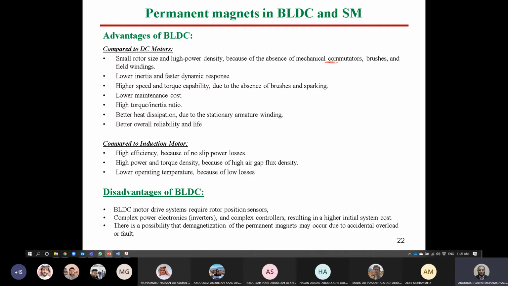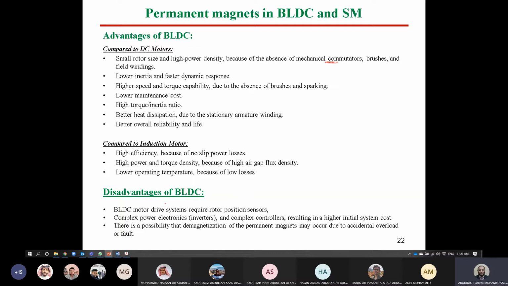Comparing synchronous with induction, you will find that synchronous has higher efficiency. Of course, because in an induction motor we have slip power loss in the rotor circuit. However, here we do not have this kind of losses because the machine is working at synchronous speed. High power and torque density because of high air gap flux density. Lower operating temperature because of lower losses compared to the induction motor.